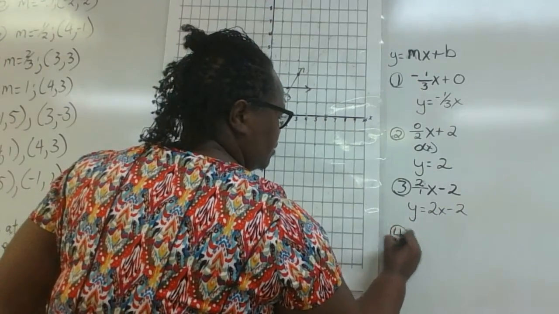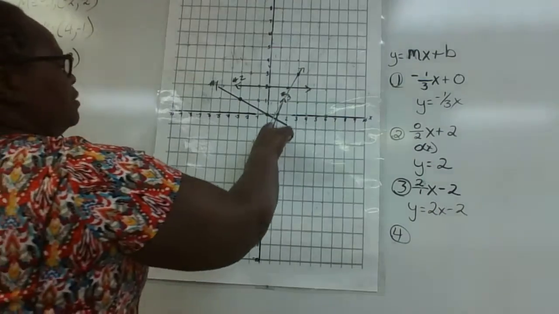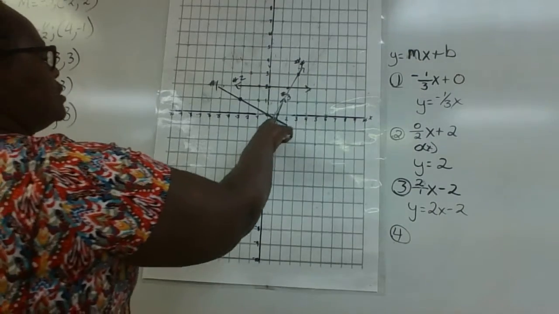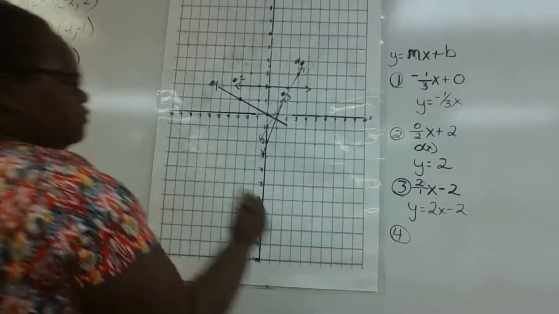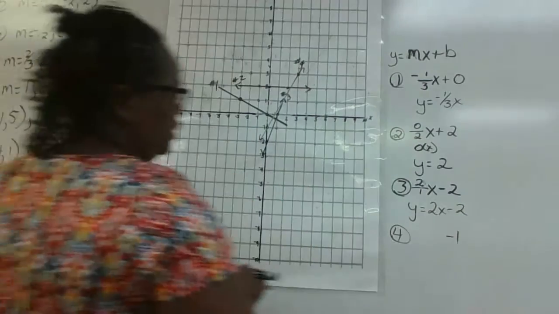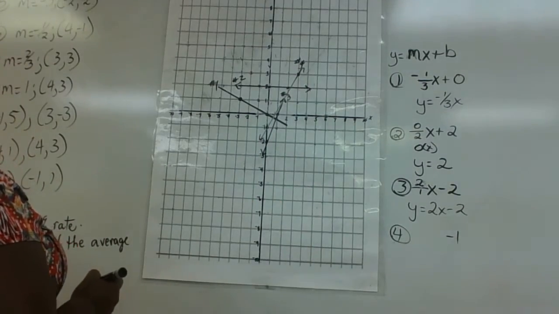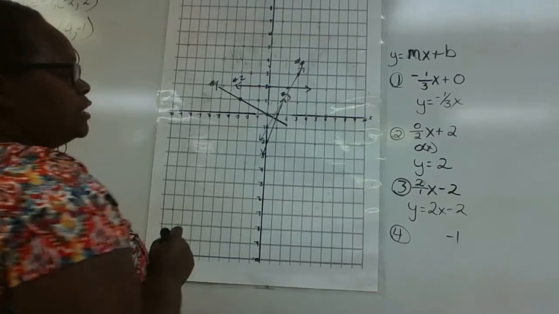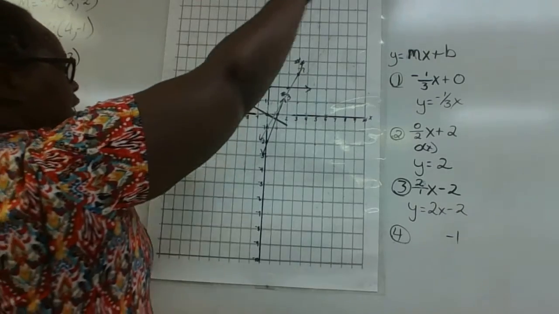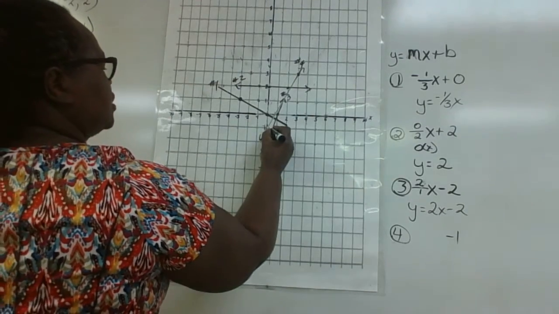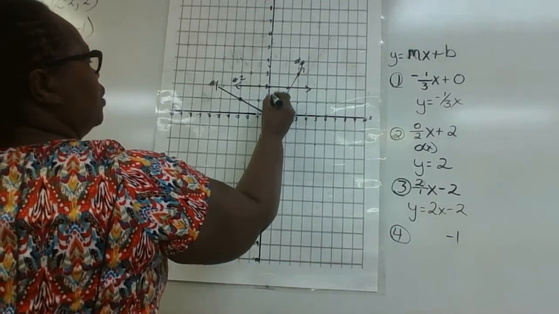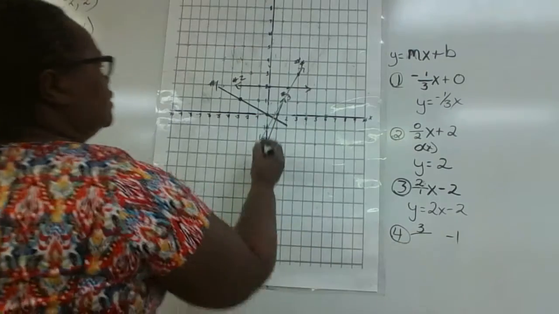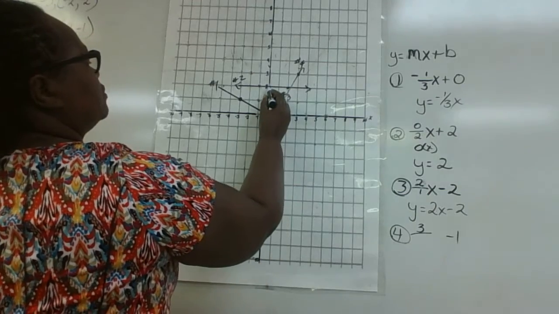Number 4. All right, this is our number 4 right here. Okay, where does it cross the Y? -1. That's our B. Okay, now it comes in -1. So let's go to the next point. From this point to this point, what is our rise over our run? We notice that it's leaning this way. Okay, so let's go. 1, 2, 3.